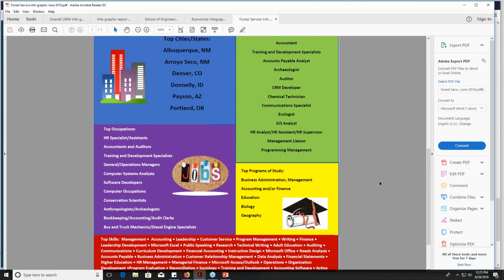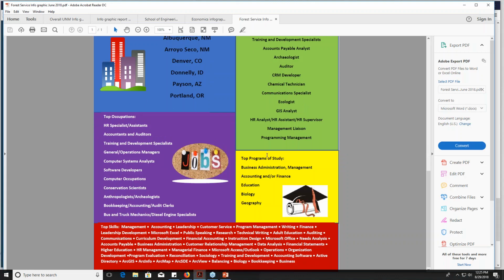Now, one of the things that stood out for her, there were actually a couple, like I hinted at, was that the top occupation was an HR specialist. She was like, this is great because so many people stereotype the Forest Service as only being individuals that go into, for example, conservation science or forestry, things like that, which are very stereotypical of the title of the company. Her top program of study for us was business administration. That makes sense with the HR specialist. And then you look at the top skills: management, accounting, leadership, customer service.